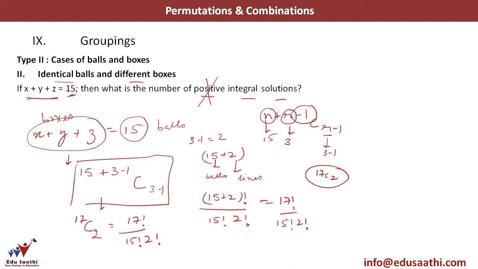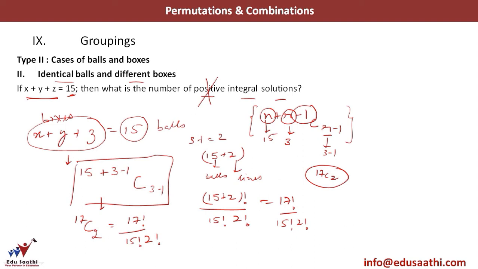But what is the basis of this formula? It's just balls and lines, which we've already discussed. Most of the teachers skip this explanation part and just give you this formula. But now I've told you how this formula has come up. Okay, so now what was the original question? The number of positive integral solutions.